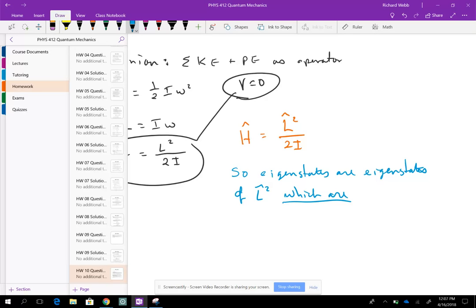Anything that has potential energy that doesn't depend on the radius and is spherically symmetric is going to have the spherical harmonics. I see. So your eigenstates are going to be the spherical harmonics.